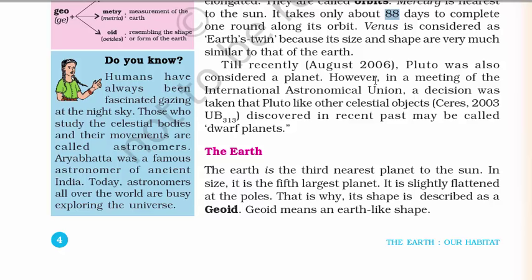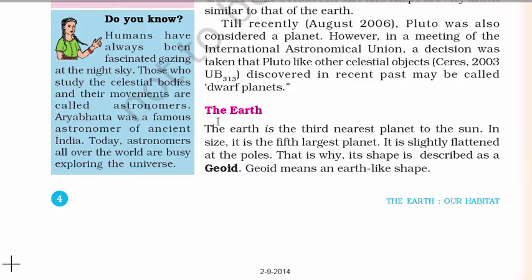Pluto was considered to be a planet. However, in a meeting of the International Astronomical Union, a decision was taken that Pluto, like other celestial objects discovered in the recent past, may be called a dwarf planet. So it's gone dwarf. Dwarf is nothing but filled with gases and it can just go away anytime. Okay? Now let's talk a little bit about Earth.